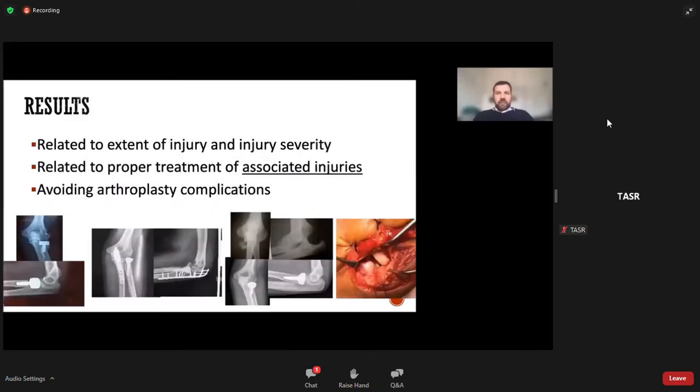So in terms of results, it's not the prosthesis itself, but the results are related to the extent and severity of the injury. And you have to treat all the associated injuries. So the radial head prosthesis, sorry, is an instrument when you deal with a complex radial head fracture together with other associated injuries. And please avoid other complications, which can of course be limited with a more careful technique.